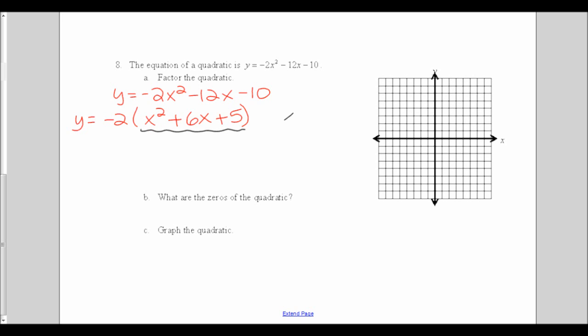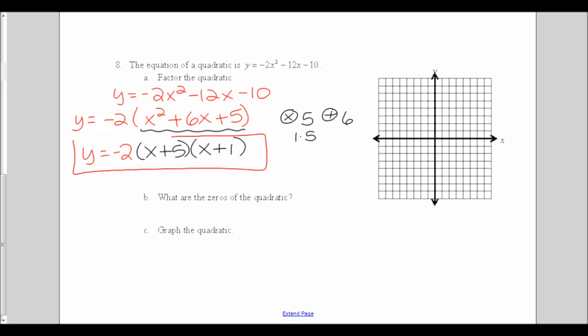If I'm just dealing with the inside, I want to find what two things multiply to 5 and add to 6. Since they're both positive, both of my factors need to be positive. The only way to multiply to 5 is 1 times 5. Fortunately, that also adds to 6. So my two factors are x plus 5 and x plus 1. Remember, I still had from the beginning of my problem the -2 factored out in front, and this is the factored form of my equation.